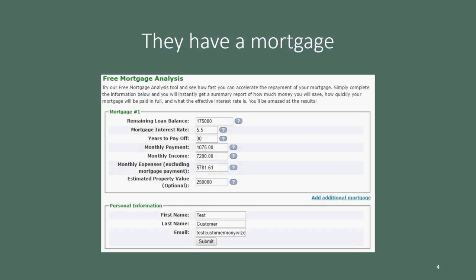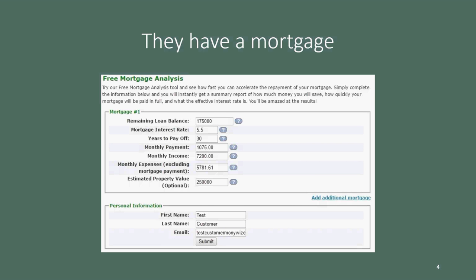What I would point out to you is you can see that there are squares there where they can enter information in those fields. And next to each there is a question mark. If you were to hover your mouse over the question mark, it would give you an explanation for the type of information that is being requested to perform this analysis and to use this tool.